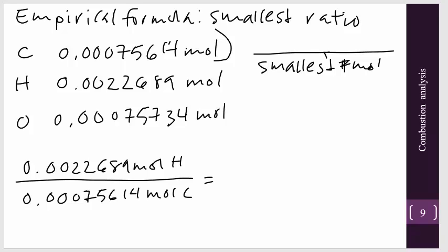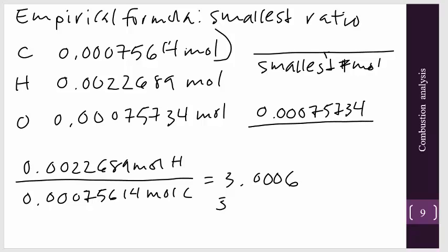And this works out to be 3.0006. Super, super close to 3, so we round to 3 exactly. And the other one, let's take oxygen on top now, divided by the carbon. And this works out to be really, really close to 1.